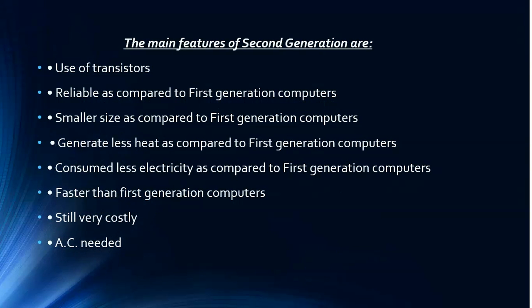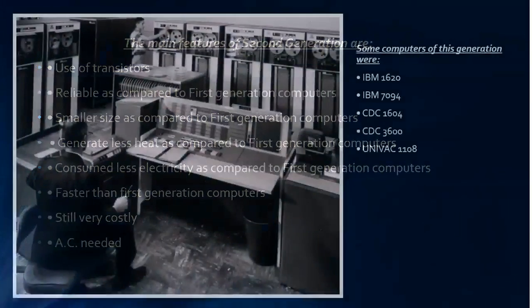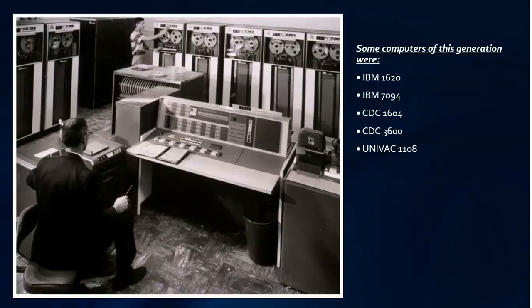The basic features of the second generation are the use of transistors instead of vacuum tubes, more reliable as compared to first generation computers, smaller in size, generated less heat, consumed less electricity, and were faster. But the basic drawbacks were they were still very costly and air conditioners were needed as well. This is the image of a second generation computer and these are examples of the same: IBM 1620, IBM 7094, CDC 1604, CDC 3600 and UNIVAC 1108.